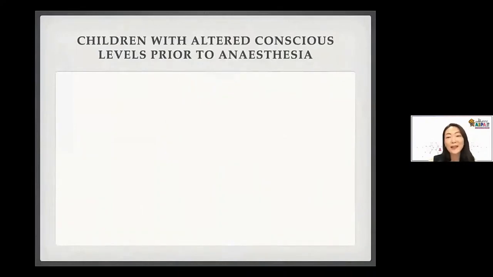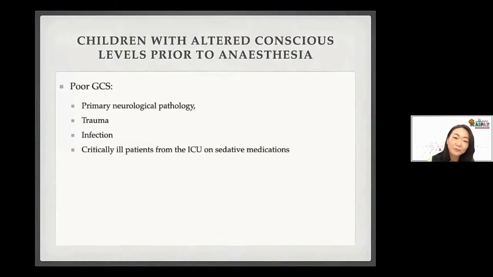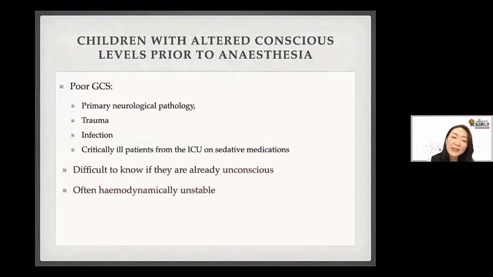Another group which I find have fairly unpredictable anesthetic requirements are children with altered conscious levels prior to anesthesia. These children can have poor GCS, either from primary neurological pathology, or they have been subject to trauma, infection, or they could be critically ill patients from the ICU who are on sedative medications. For these children, it's actually difficult to know if they're already unconscious to start with, right? To add to that, the kids are often hemodynamically unstable. The question is, how much anesthetic do you need to give?